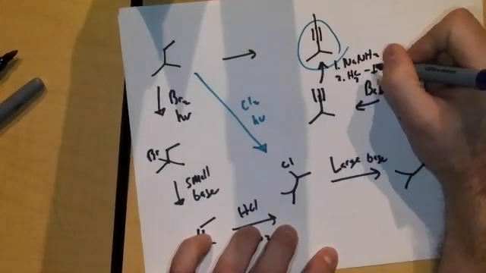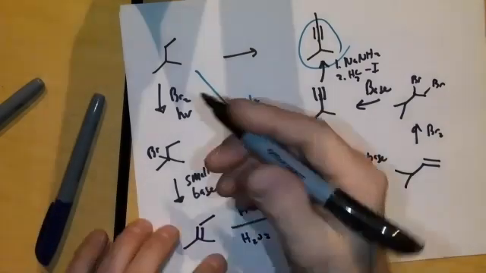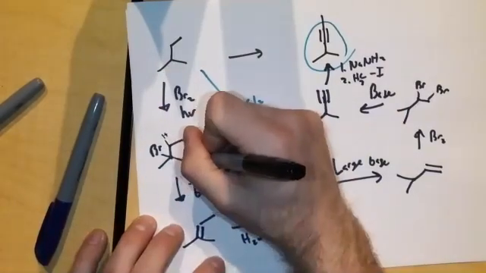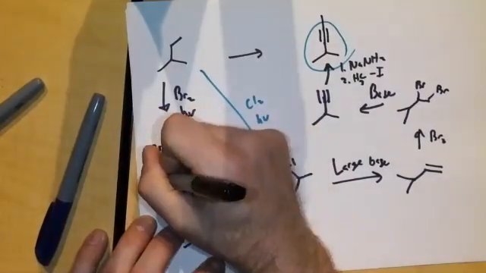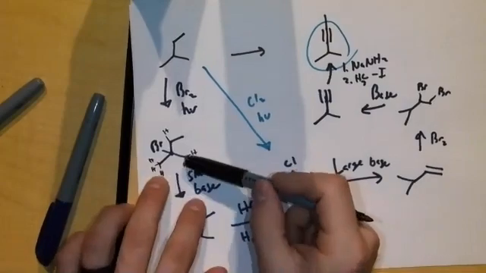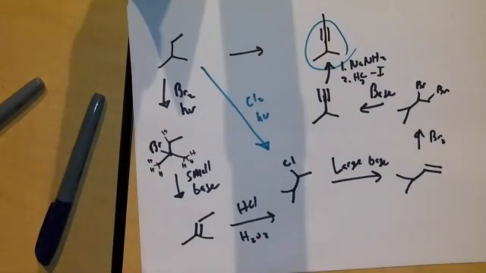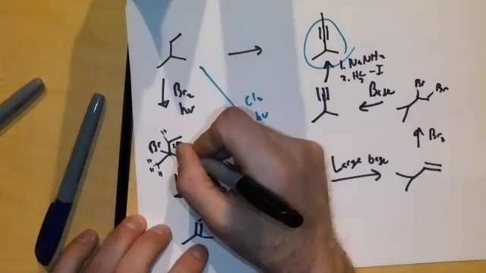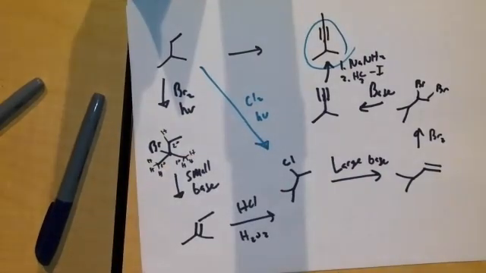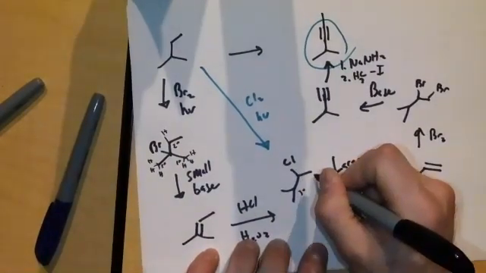Someone in the chat asked, how do we know when we use a small base versus a large base? So you use a small base when you want to eliminate from your more substituted position. So for this one here, you're pulling off a beta proton. You have 6 of them that are on a primary center, 1 of them that is on a secondary center. So a small base is going to pull off your more substituted position. This is secondary, primary, primary.